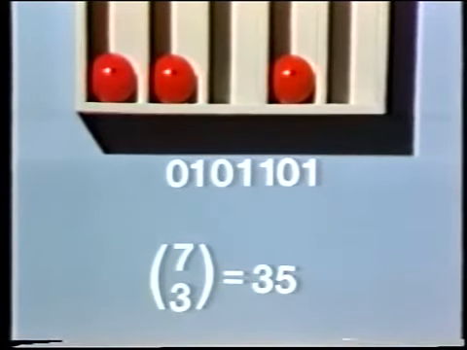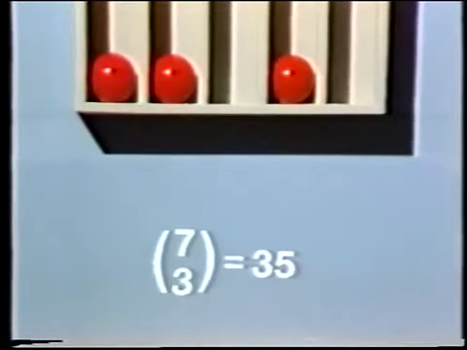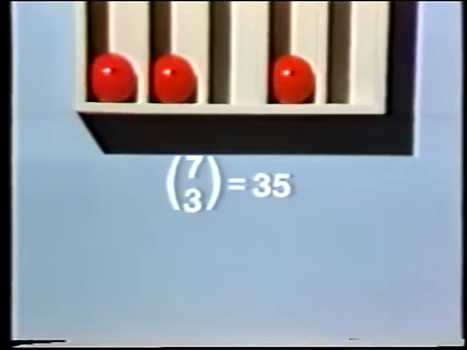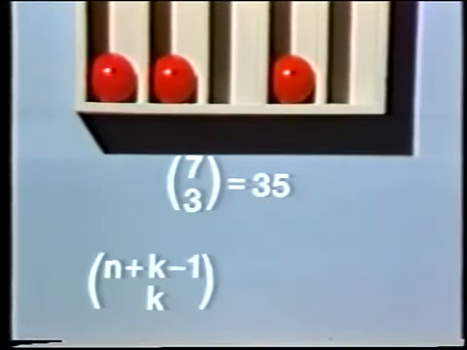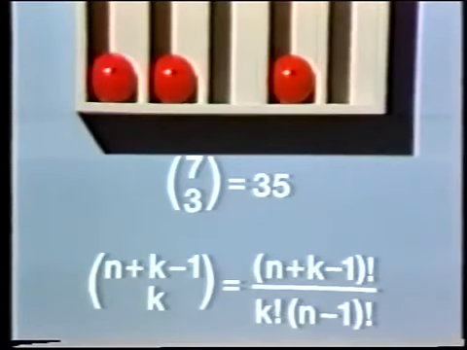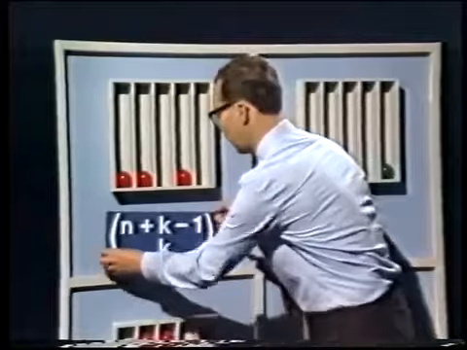And if there are n pigeonholes and k balls, then we're choosing k zeros from n plus k minus 1 symbols, and the answer in this case is n plus k minus 1 choose k, which is n plus k minus 1 factorial over k factorial, n minus 1 factorial. So the answer is just this binomial coefficient.